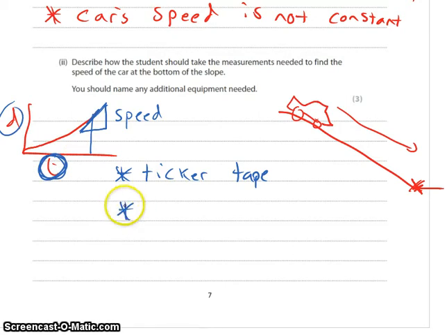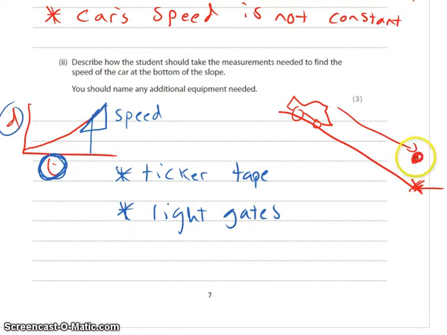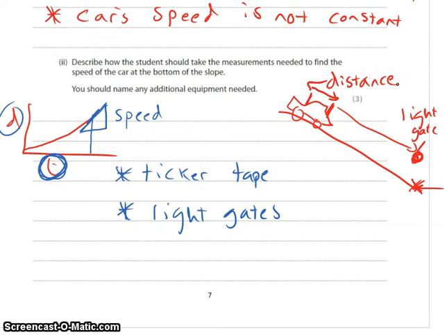Another way is to talk about using light gates, where we might place one light gate right at the bottom. We might place a light gate right here, and as the front of the car goes through it, it should start a timer. As the back of the car goes through it, it ends the timer. And once we've got the distance between them, and we know the time it's taken, then we can work out an instantaneous speed that way.